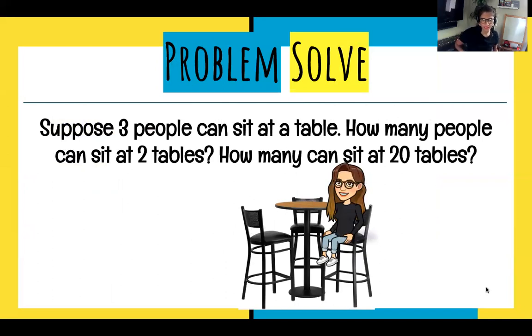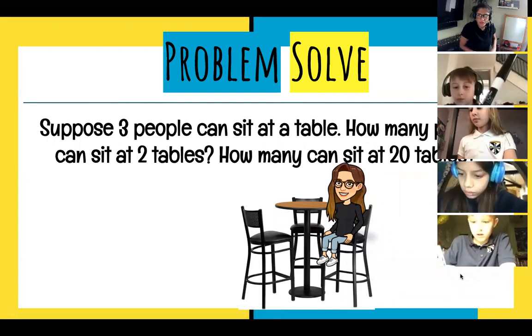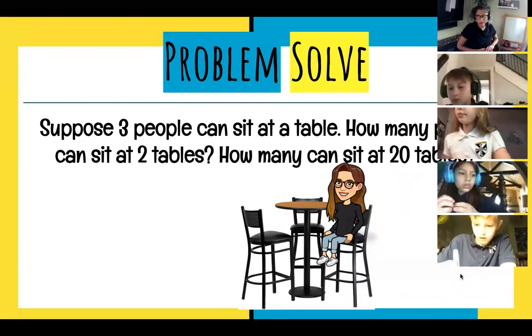And I want you to try this on your own. You can try it however you'd like. You can create an equation. You can draw a picture or a diagram. If you have any kind of tools at home or pieces that you want to work with, like manipulatives, you may use that as well. So the problem, suppose 3 people can sit at a table. How many people can sit at 2 tables? How many can sit at 20 tables? When you have your answer, please feel free to hold up your whiteboard, and I'd love to see how you set up your work.